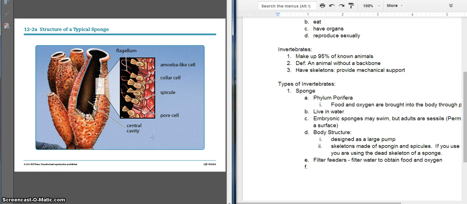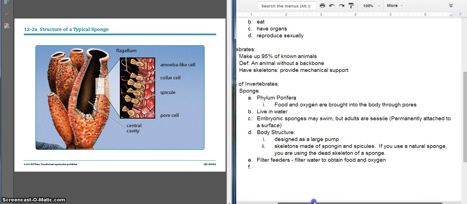What you see here on the left is a typical sponge. They're a barrel shape, most of them, although we'll see in a video tomorrow the elephant ear sponge and a few others. We'll watch them eat. Yes, these sponges do eat. They are in phylum Porifera. Phylum Porifera.